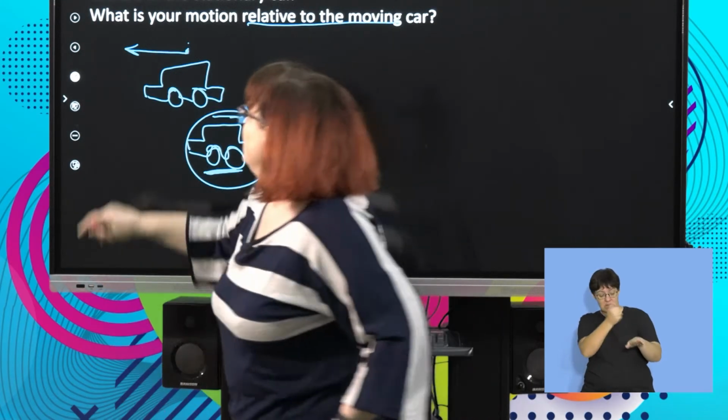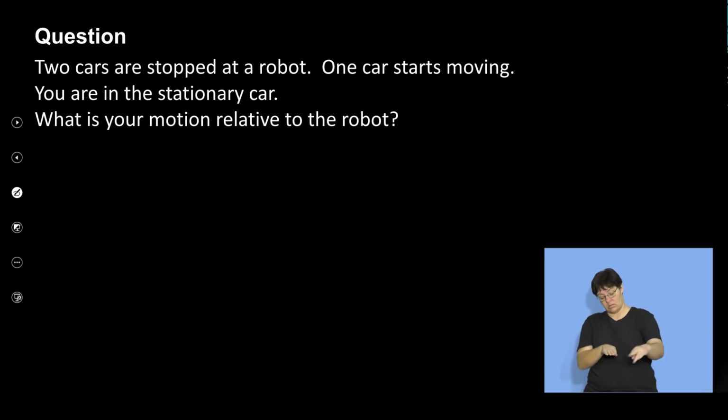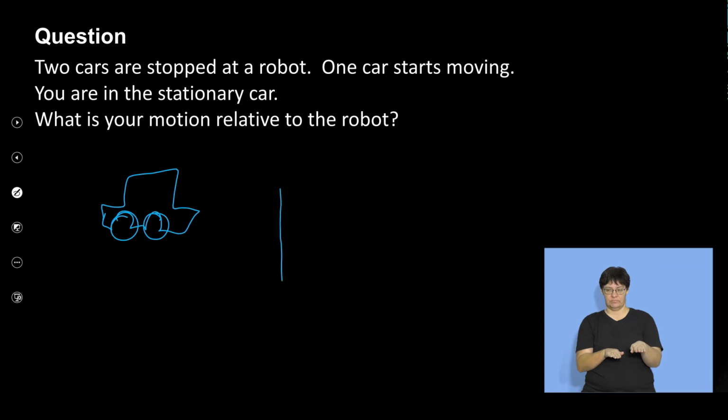All right? The second question is, what is your motion relative to the robot? So we have my stationary car, which has changed shape. Okay, and here's the robot.